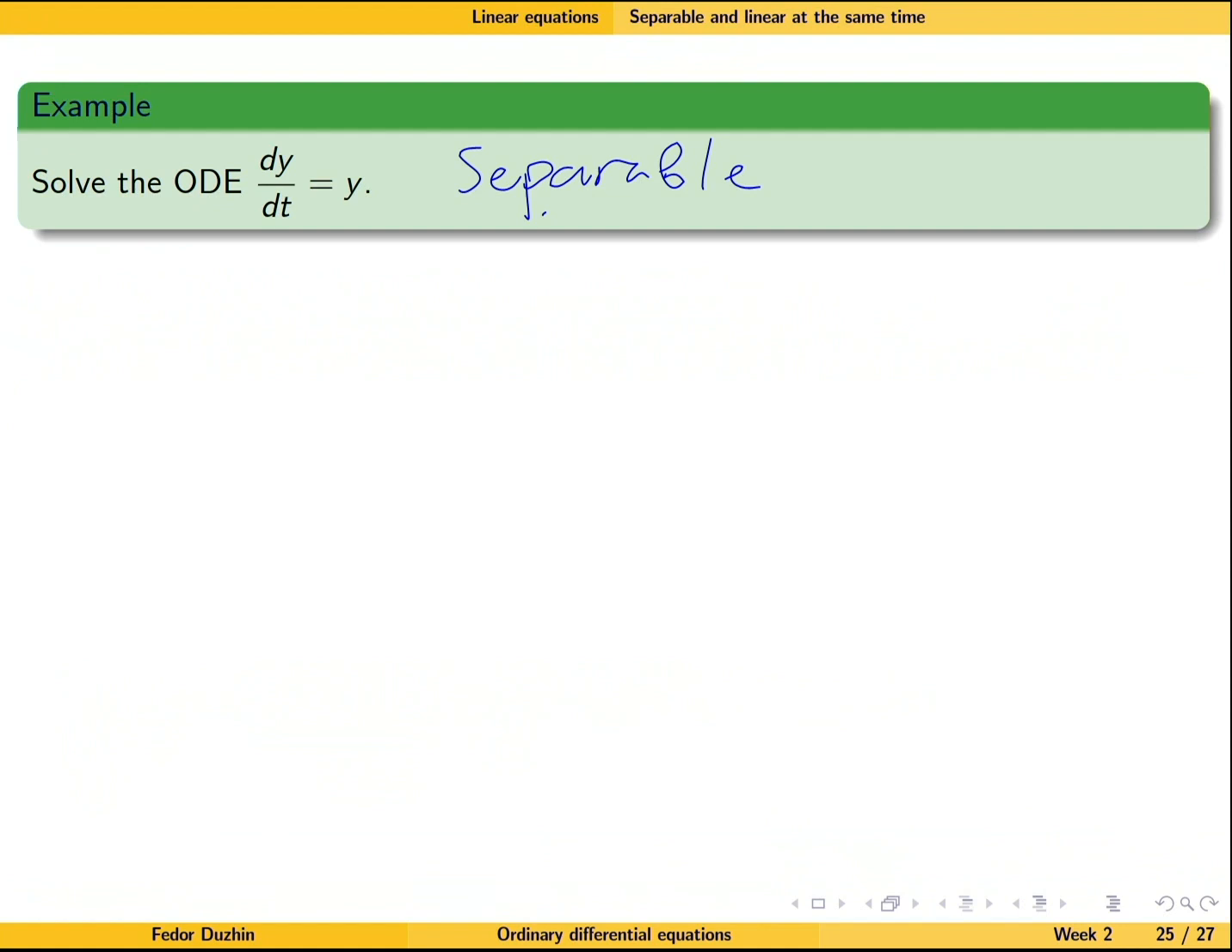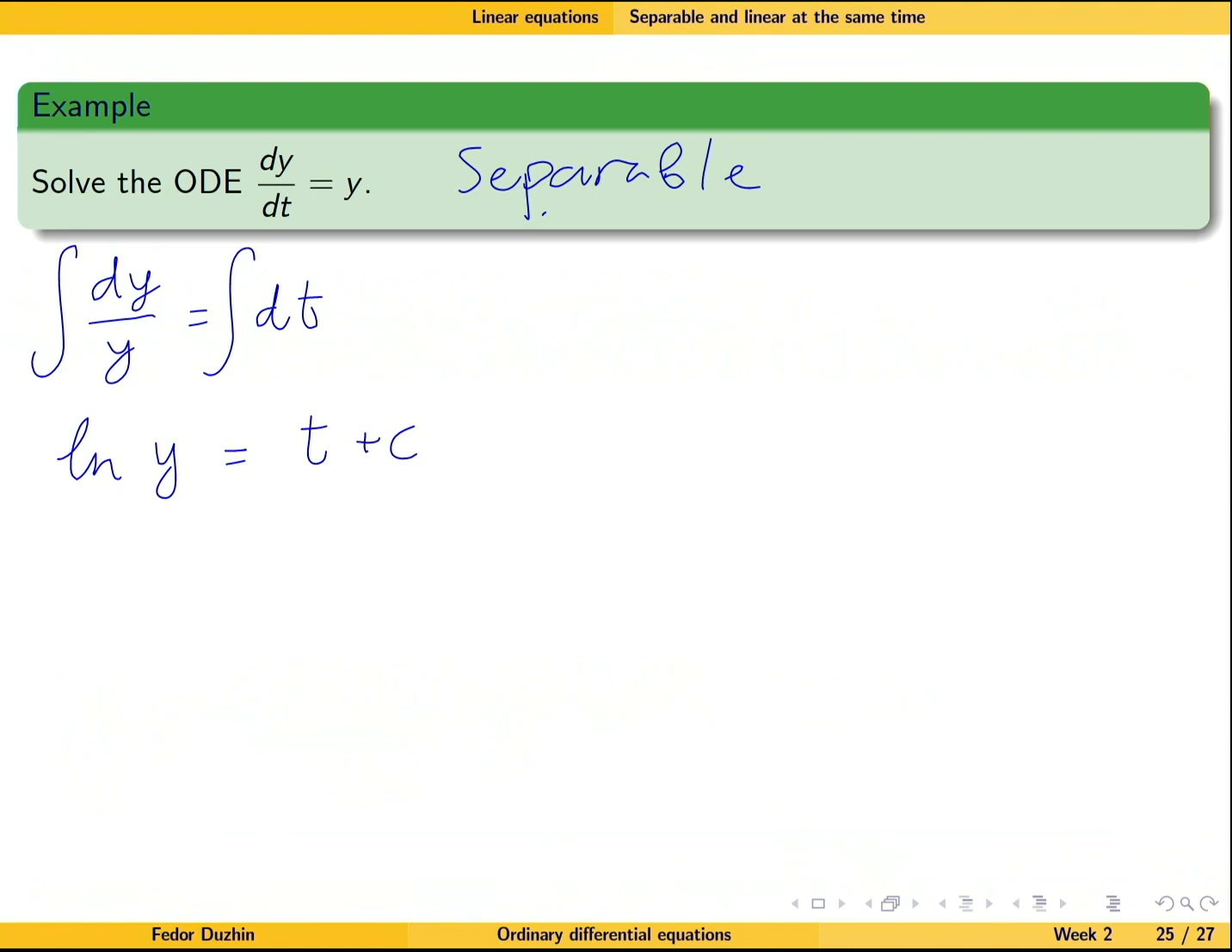So first we separate variables. Then we are going to get dy over y equals dt. Then we integrate. Well, and then the antiderivative of 1 over y is ln y equals the antiderivative of 1 is t plus constant. But it's not exactly true.